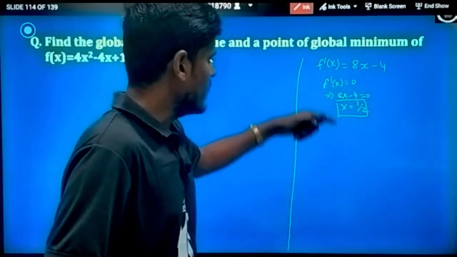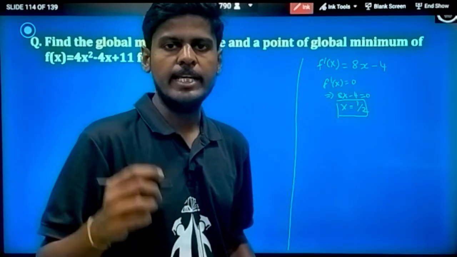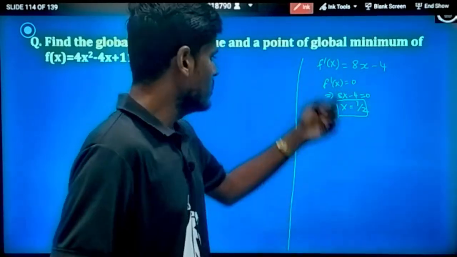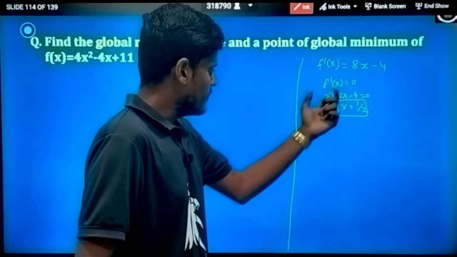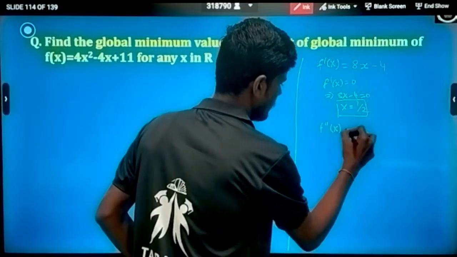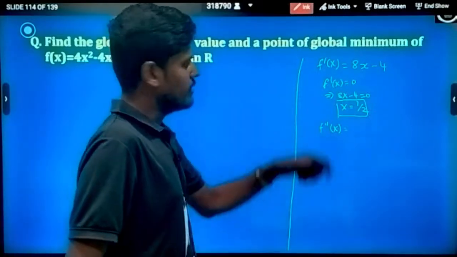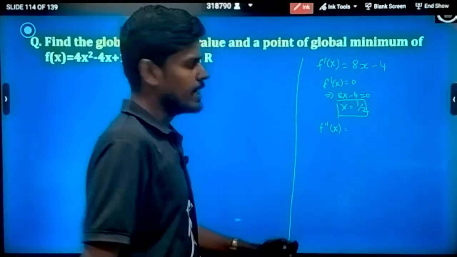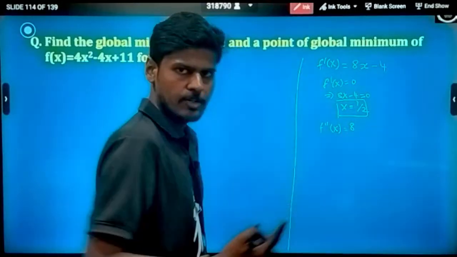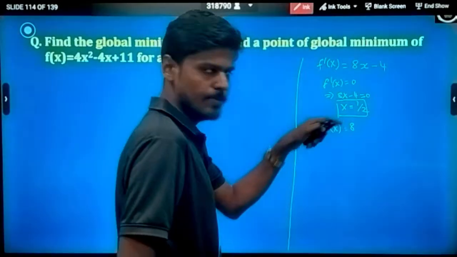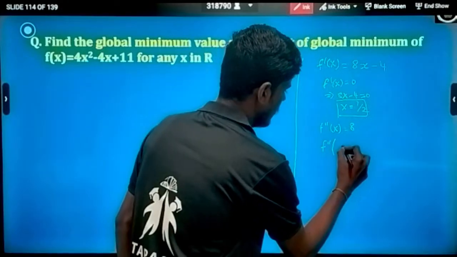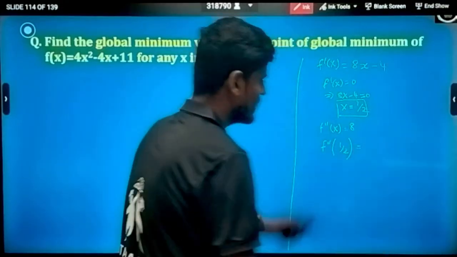Always remember, when we are finding maxima or minima, to check exactly at which value the function will attain a maximum or minimum value, we use the double derivative test. First we write the double derivative, f double dash of x. We differentiate f dash again, that will be 8. Next, we need f double dash at the critical point, f double dash at 1 by 2. Again this value is 8.